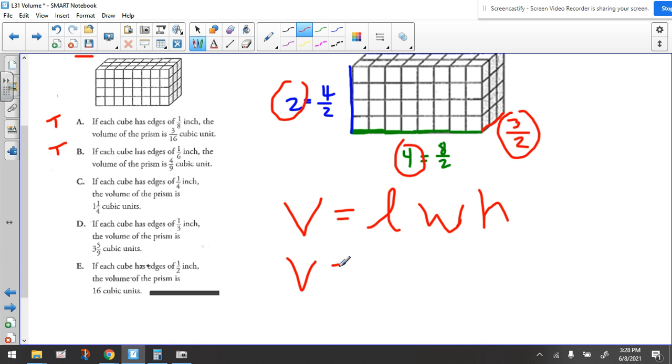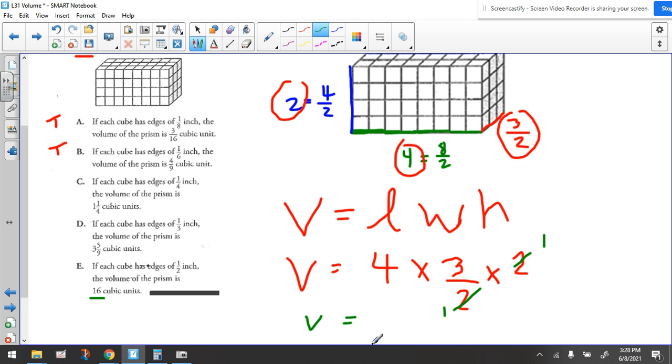So we're going to do, this is the length, we'll use 4. Width, 3 halves. And height, we'll use the 2. All right, and how about we simplify here and here? All right, so what do you have left to do? You have to multiply 4 times 3 times 1, divided by 1, and see if you get 16. And if you do, that's one of the ones you're going to pick.